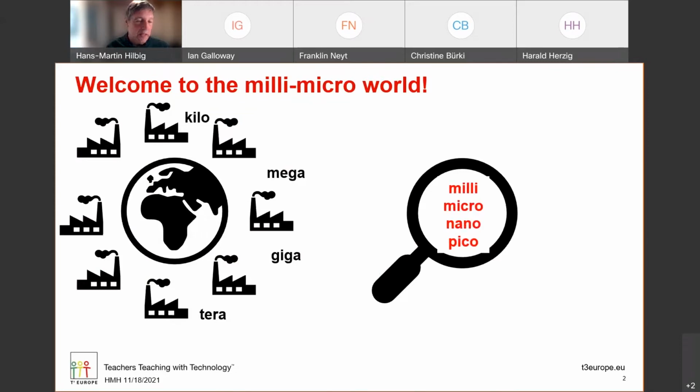In the last 10 years of my professional career at Texas Instruments, I've been working as a program manager for ultra-low energy microcontrollers. So I was very familiar with this micro, nano, and pico world. Milli was already too much and too big for me. I was more in the domain of micro, nano, even pico. And this is what I would like to share with you here in my presentation.